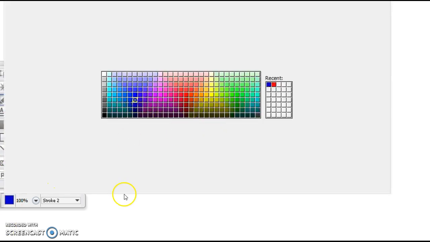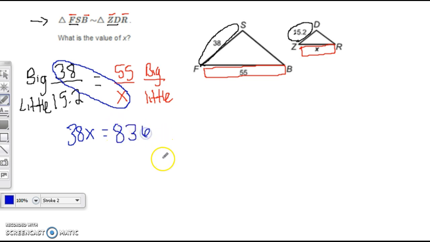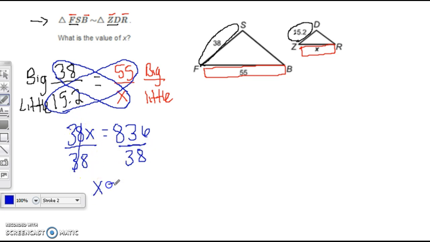From here, to solve a proportion, we cross multiply. So 38 times x is 38x, and 55 times 15.2 is 836. And then to solve the equation, we would divide each side by 38. So x equals 22. Now let's go back over here and make sure that makes sense.